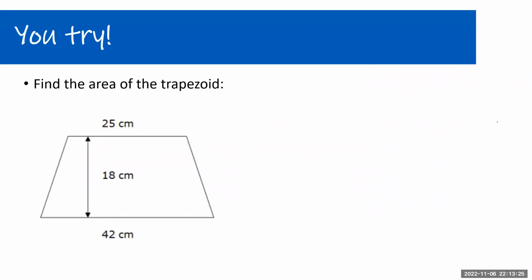Okay, now you practice. Find the area of this trapezoid. Well, base 1, base 2, and height, because it's that vertical distance. They didn't give us the slanted sides here, okay? Our units are going to be centimeters times centimeters. So it's going to be centimeters squared.